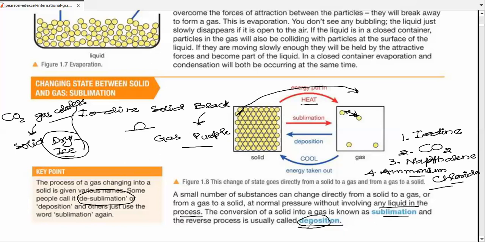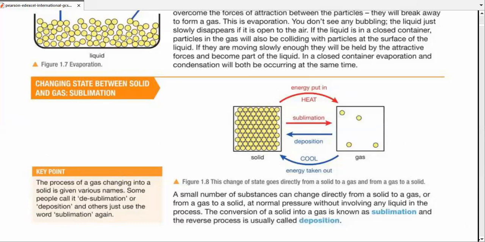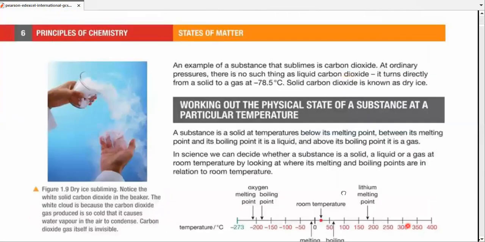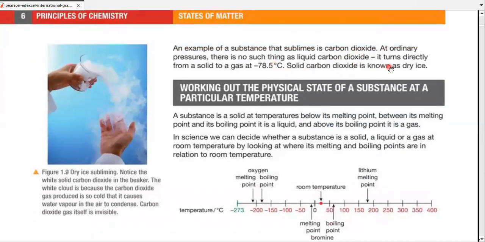Okay. Now, as I was saying, deposition is opposite to sublimation, and sometimes it's also called desublimation. It's not written over here, but it's written in the key points. The key points are usually very important, so do give them proper time when you're reading through the book. Okay, let's move on to the next page. Carbon dioxide example is given over here, and the mentioning of dry ice is also given over here.